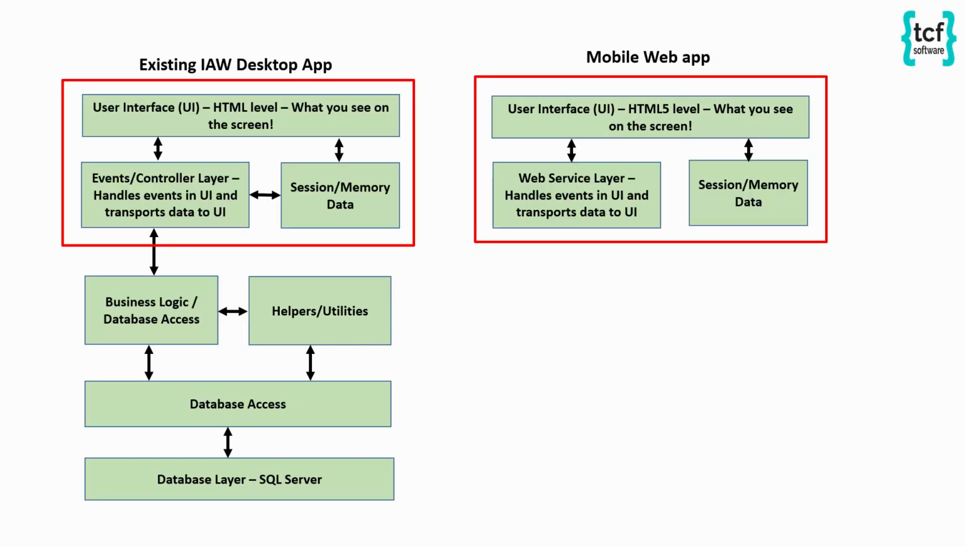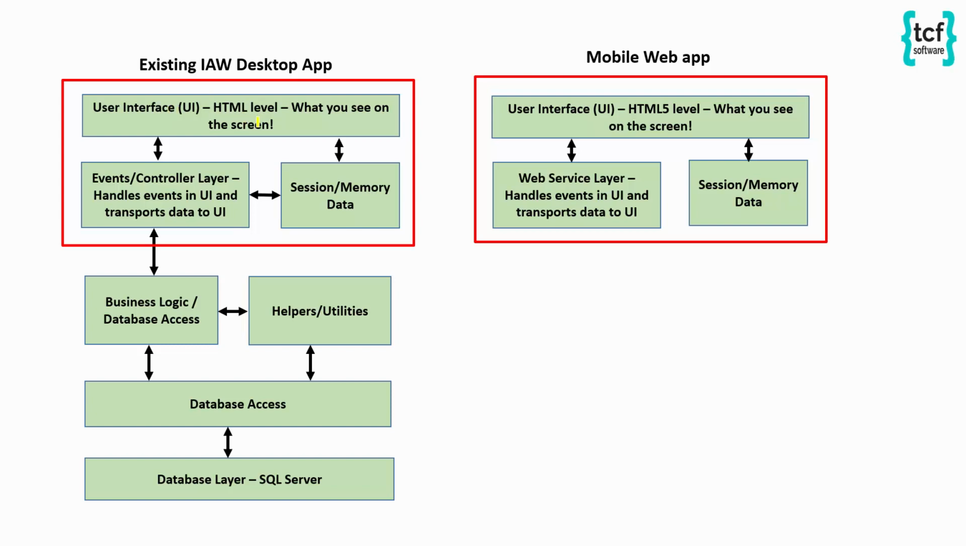Now what you're seeing on the screen here is basically what I'd hoped to see and hoped to build. On the left you've got your existing desktop application, and on the right you've got your mobile web application. The boxes in red are the user interface layer. This is what you're seeing on the screen when you run each of the applications, both the desktop and the mobile application. What traditionally you'd have is a UI level.